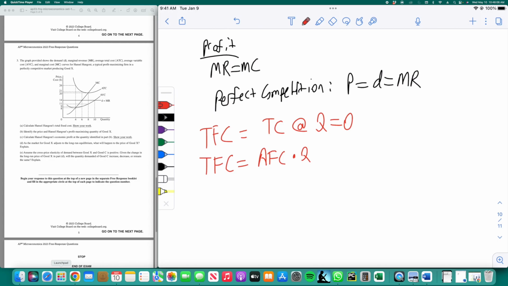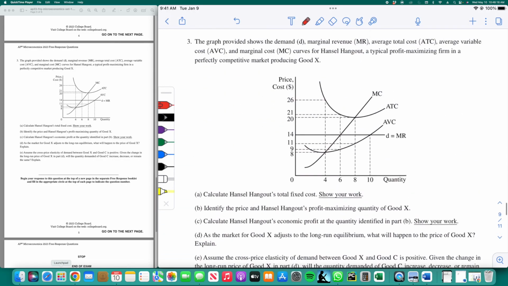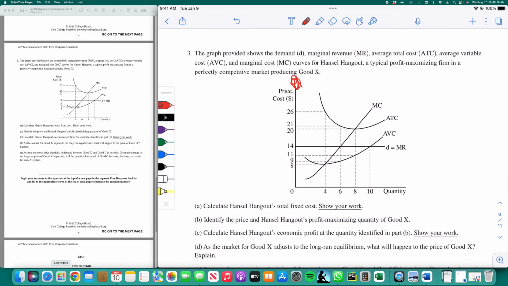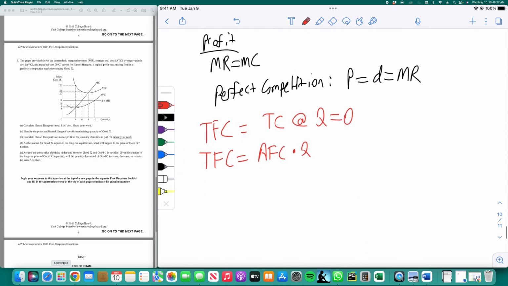Now, did they give you the total cost? Do you know what your total cost is at zero quantity? No, we don't, because it's way up here, right? We don't know what that is. So it's impossible to know the total cost at zero quantity. But what do you know? You do know that your AFC is the ATC minus the AVC.